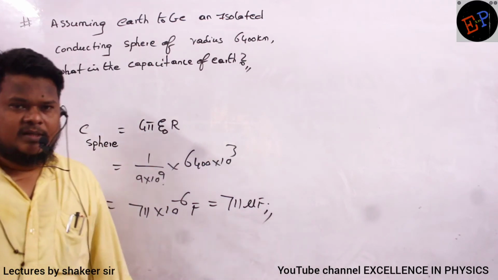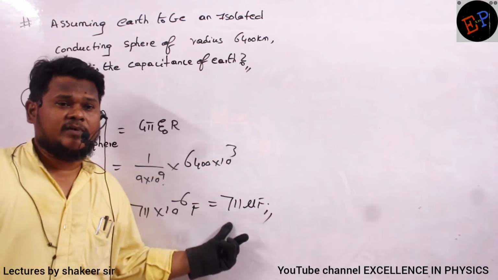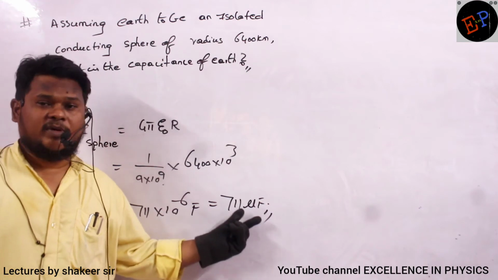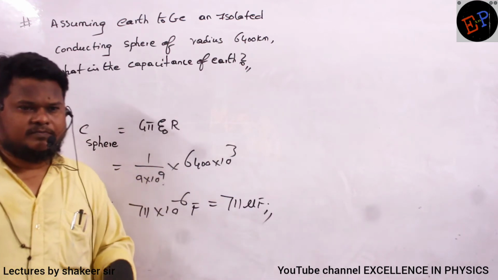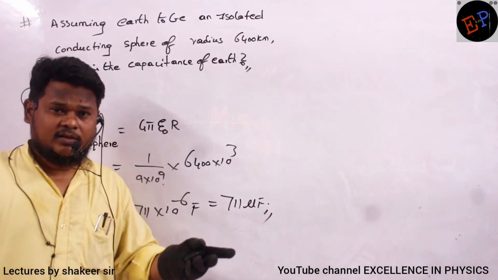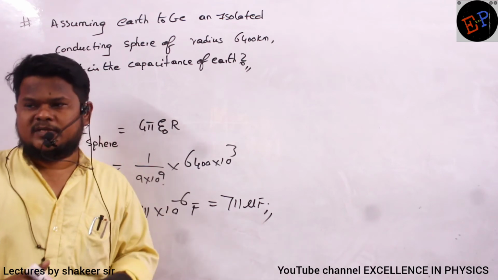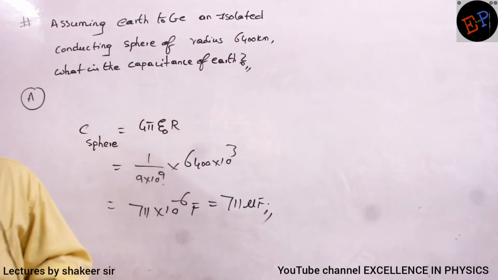Clear? See here, capacitance of Earth is 711 microfarads, 10 power minus 6. Earth is a very big sphere, no? But still capacitance is very small. It means that farad is not a small unit. Farad is a very, very big unit of measuring capacitance. Even for Earth it is only 711 microfarads.